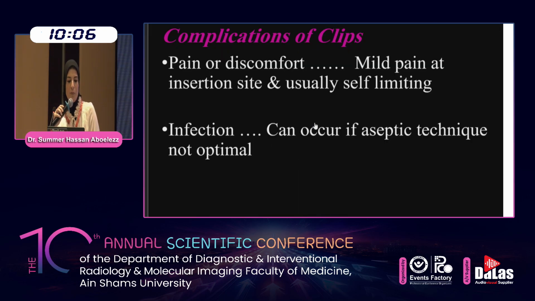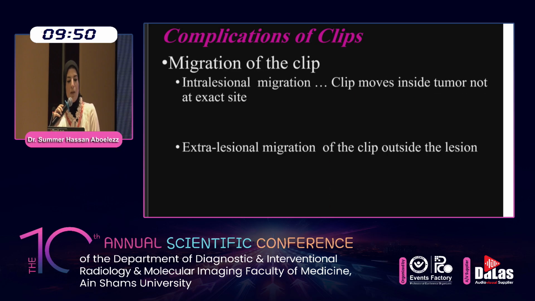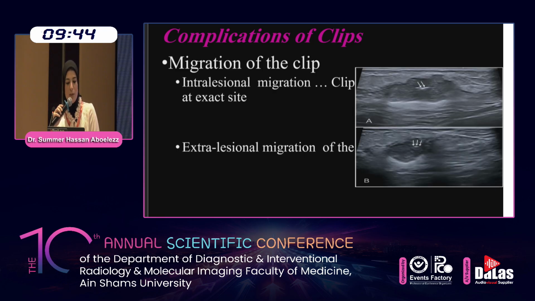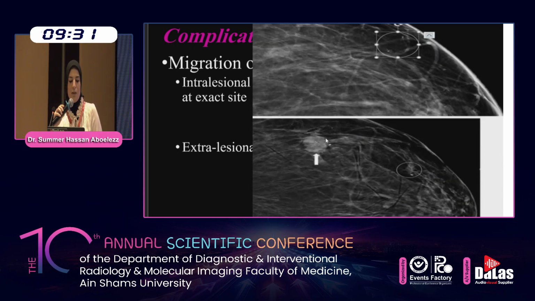Now we'll move to some of the complications of the clips. First, pain or discomfort: mild pain at the insertion site, usually self-limiting. Infection can occur if aseptic technique is not optimal, like this. Hematoma: small bleeding under the skin after the insertion. Migration of the clip, either intralesional migration, where the clip moves inside the tumor, like in this ultrasound picture. First it was in the center of the lesion, then on follow-up we detected it at the periphery. Or extralesional migration, where we applied the clip in the lesion, then found it away from the tumor.